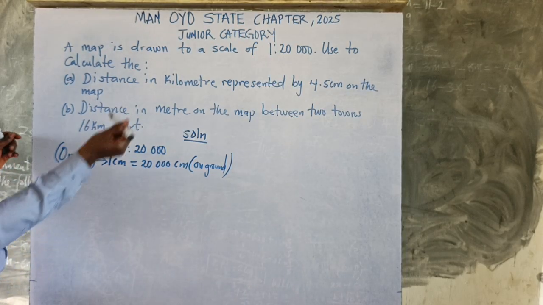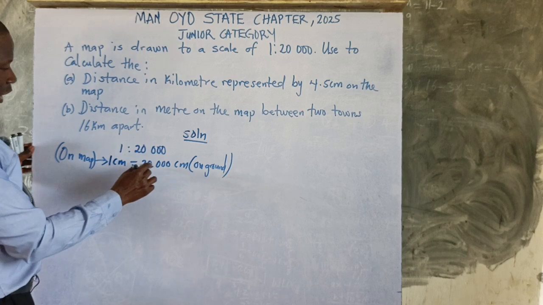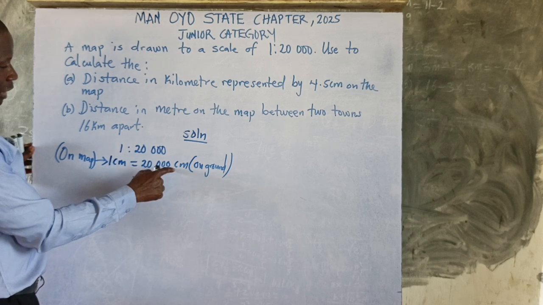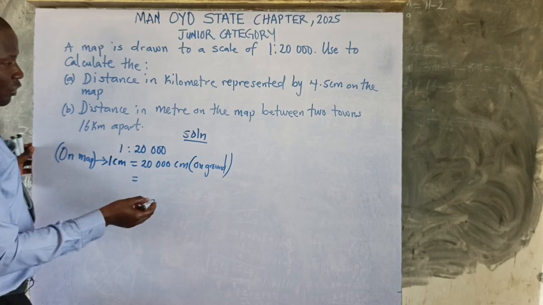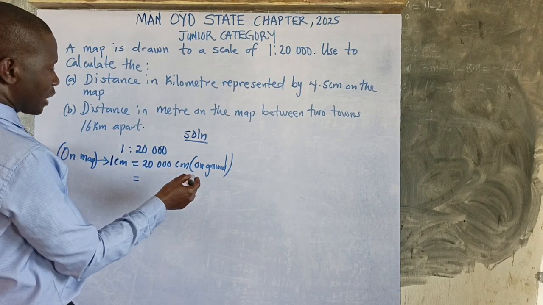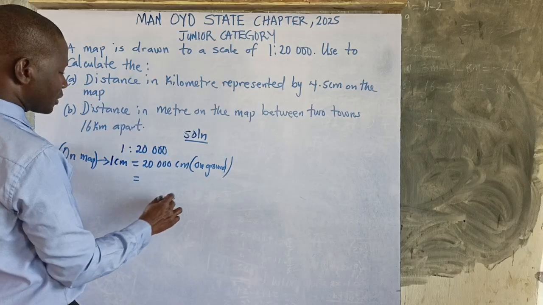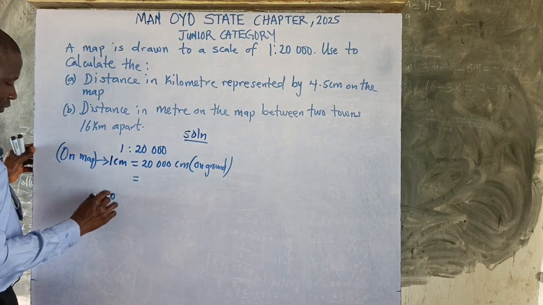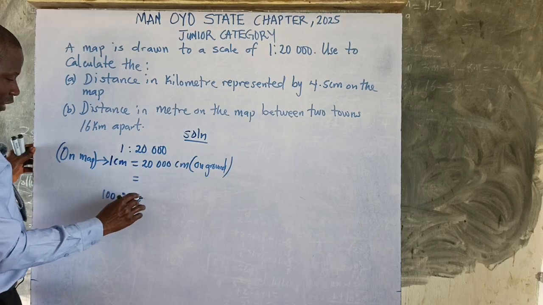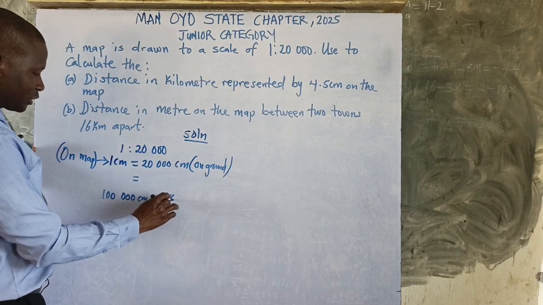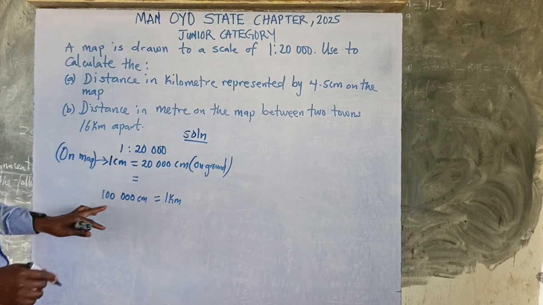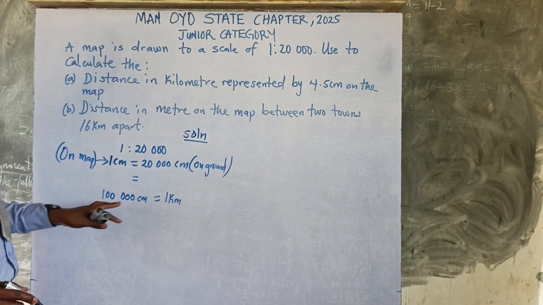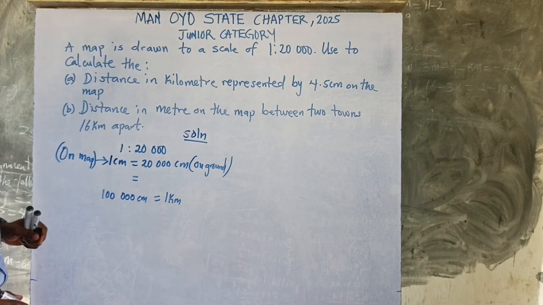Now what we want to do is convert this 20,000, the scale we are given, from centimeters to kilometers. We know the conversion ratio: for every 100,000 centimeters, we have 1 kilometer. If you have to convert from centimeter to kilometer, you have this ratio. That is, for every 1 kilometer, we have 100,000 centimeters.